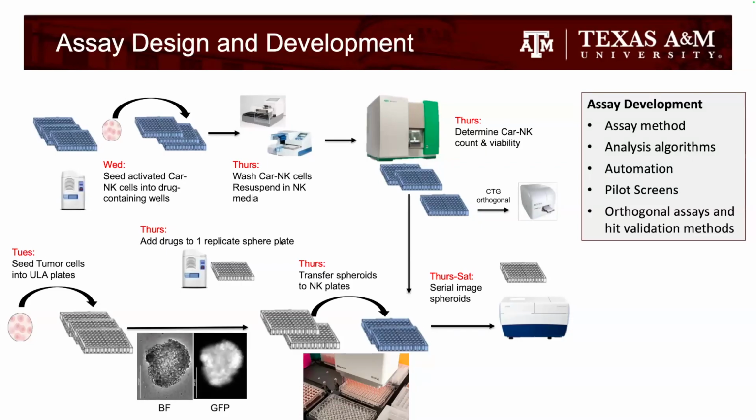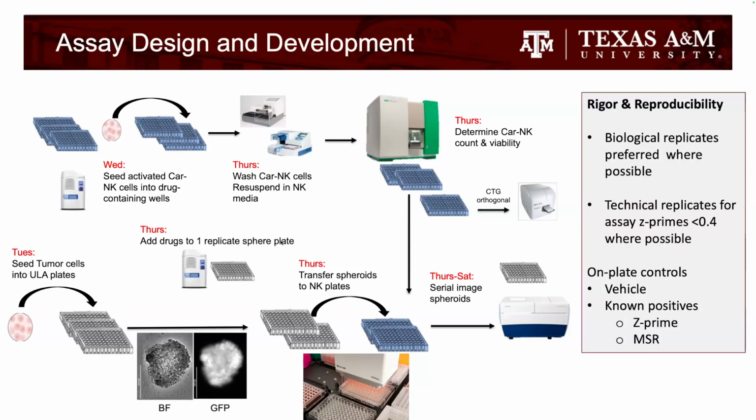So we did assay development where we developed this method that you see before you: the analysis algorithms, how are we going to image, how do we analyze the flow data, how do we analyze the imaging data? Can we use automation? It was important to know that we could actually scale this down to a 384 well plate. We did pilot screens to test all of those, and then we developed orthogonal assays. And then we build in rigor and reproducibility.